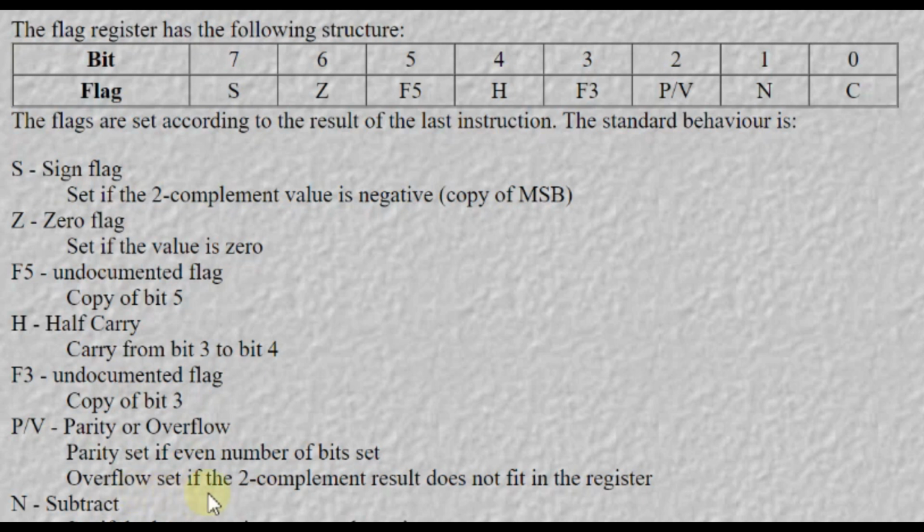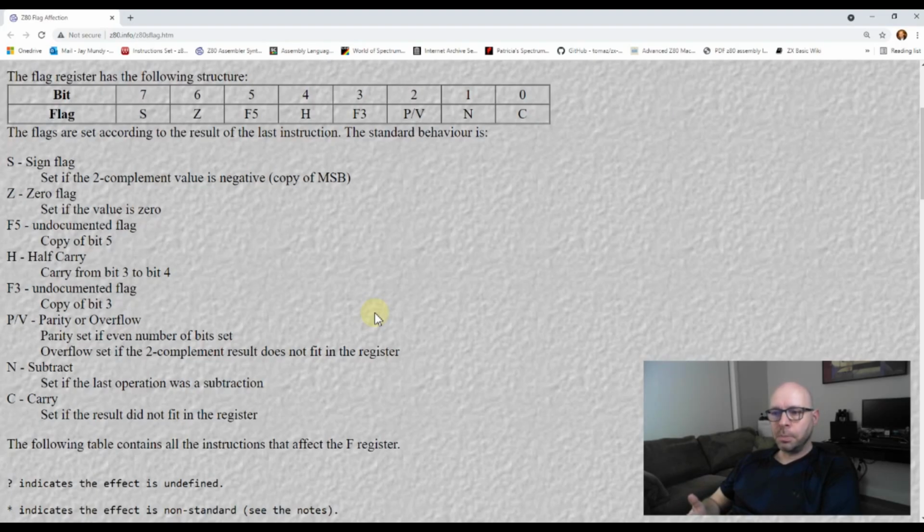It says overflow set if the 2's complement result does not fit in the register. 2's complement is used, for example, for indicating negative values within a byte. So in this case, it says if the 2's complement result does not fit in the register, which is kind of like the operation that we looked at as a carry bit. So this would be the overflow function of the parity/overflow bit. And so if the result doesn't fit in the register and this bit is acting as an overflow function, then this would be set in that case.